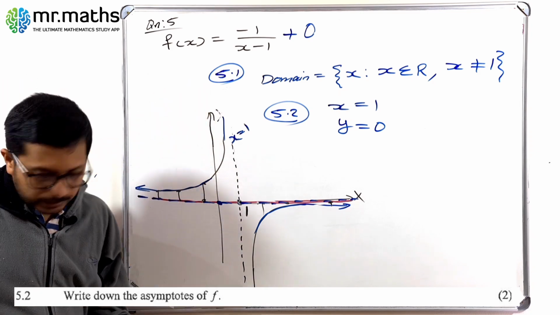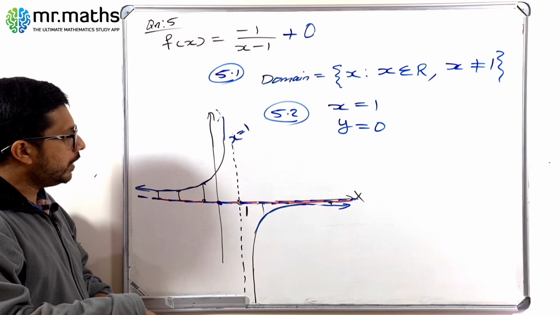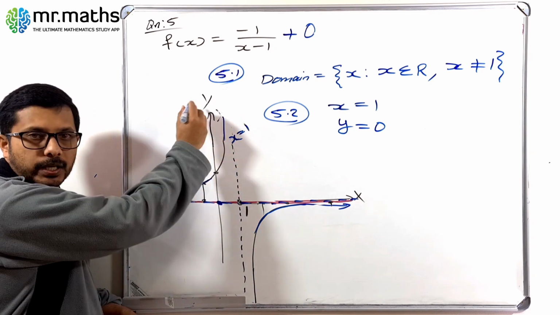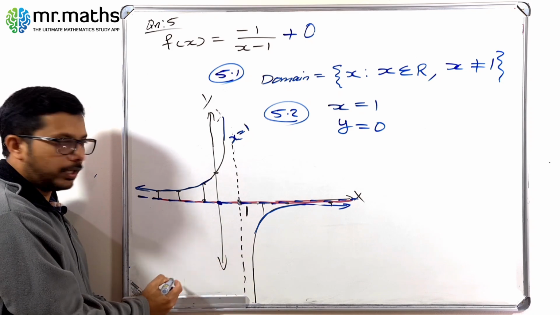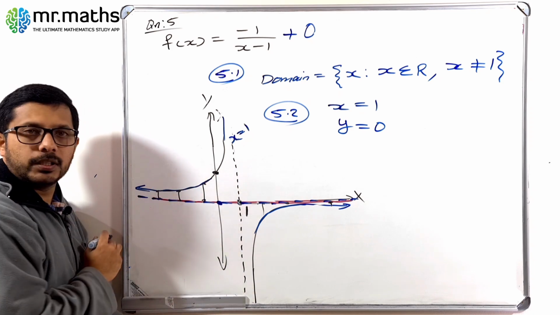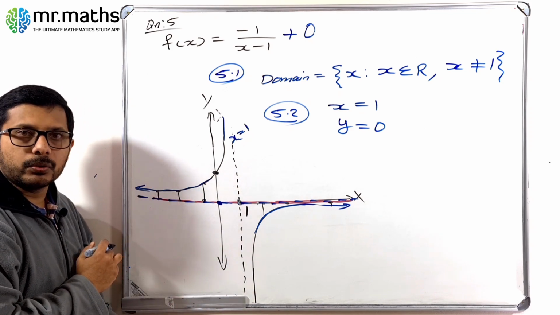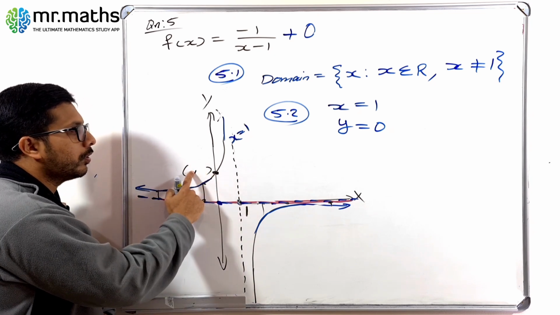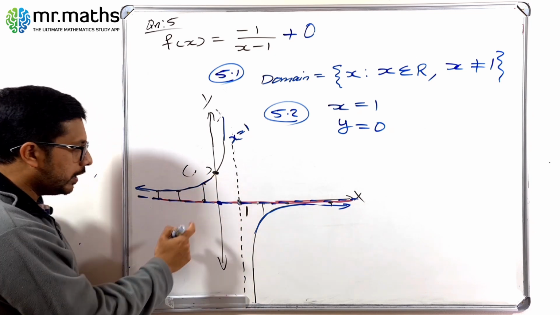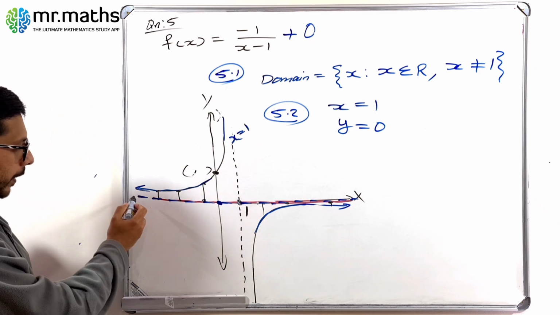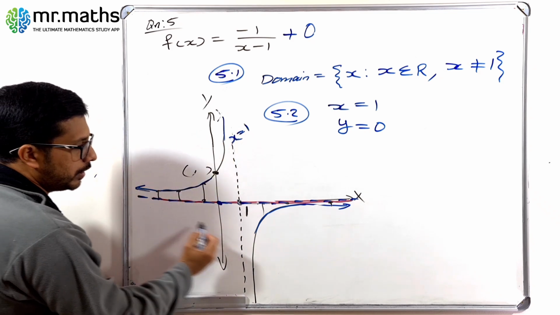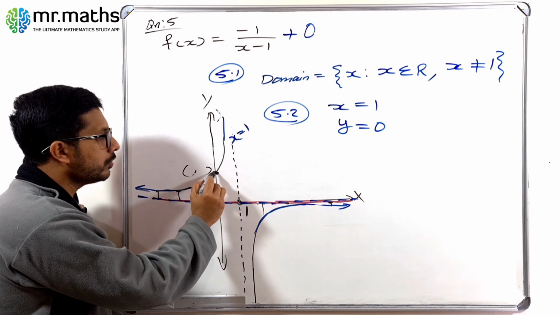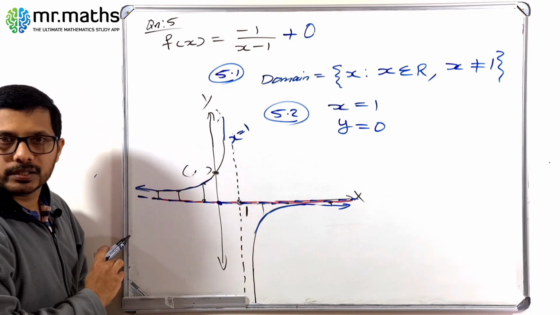We can see that this one is a y-intercept. This is the y-axis. What is the name of this point? That is a y-intercept. So you have to write correctly the coordinate of this y-intercept. Is there any x-intercept on this graph? There is no x-intercept. So you have to find the y-intercept.